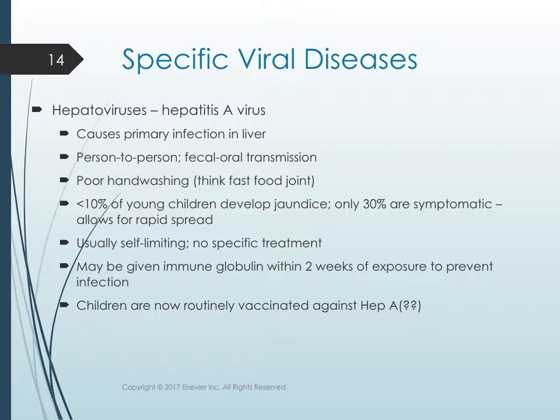However, most kids are not symptomatic. So even if they contract Hep A, we may not even know they've had it. Only 30% are symptomatic, which is part of the reason why it can spread rapidly. It's usually self-limiting. If there's a known exposure, immune globulin can be given to help prevent infection.